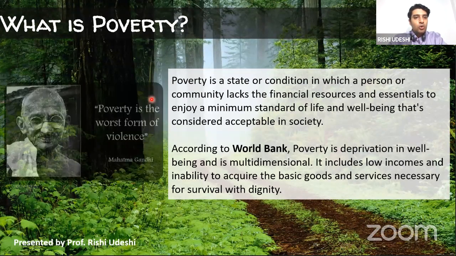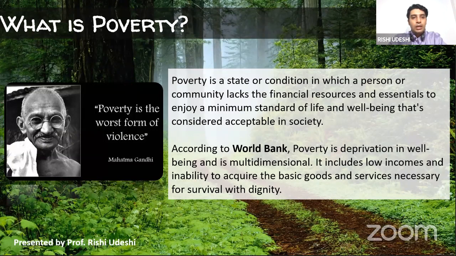And one such quote, which you have already seen in the previous year's economy paper and essay paper, and which you can use in the subsequent ethics and essay papers, whichever you will be giving: poverty is the worst form of violence. If you're not given those basic goods and services necessary for survival with dignity, your survival is threatened. In other words, violence has been committed on you. That's the idea. And who had given this?